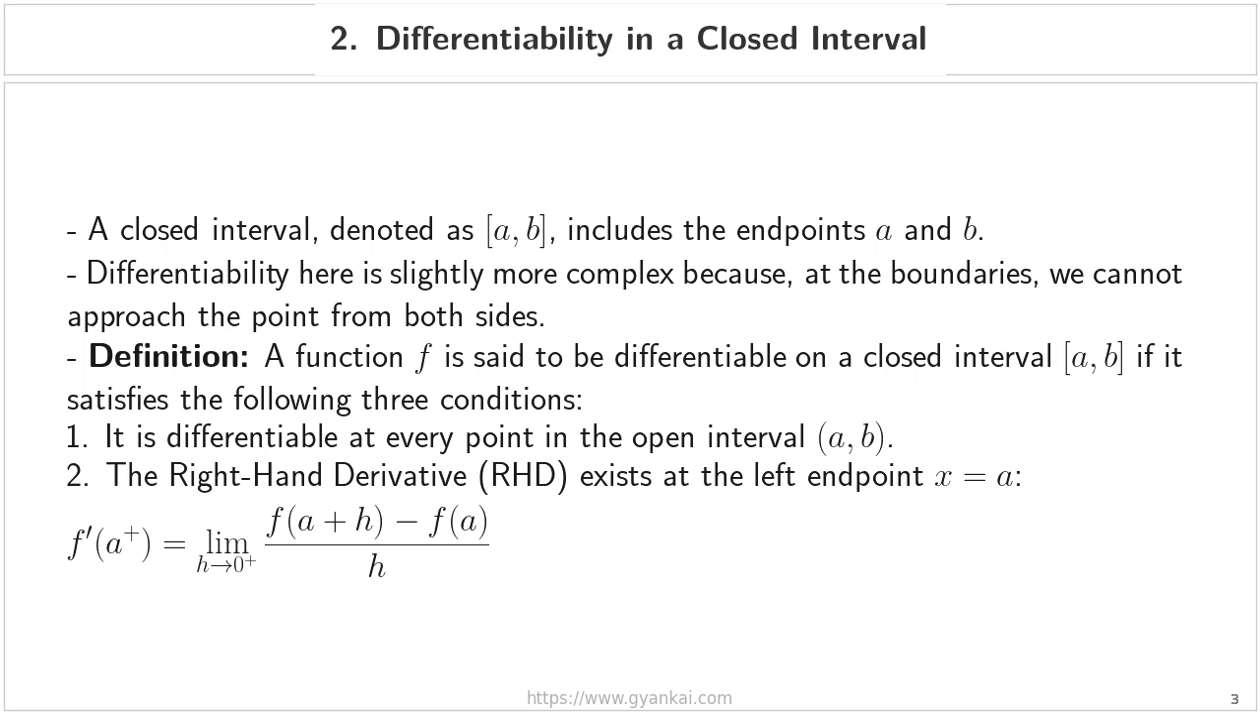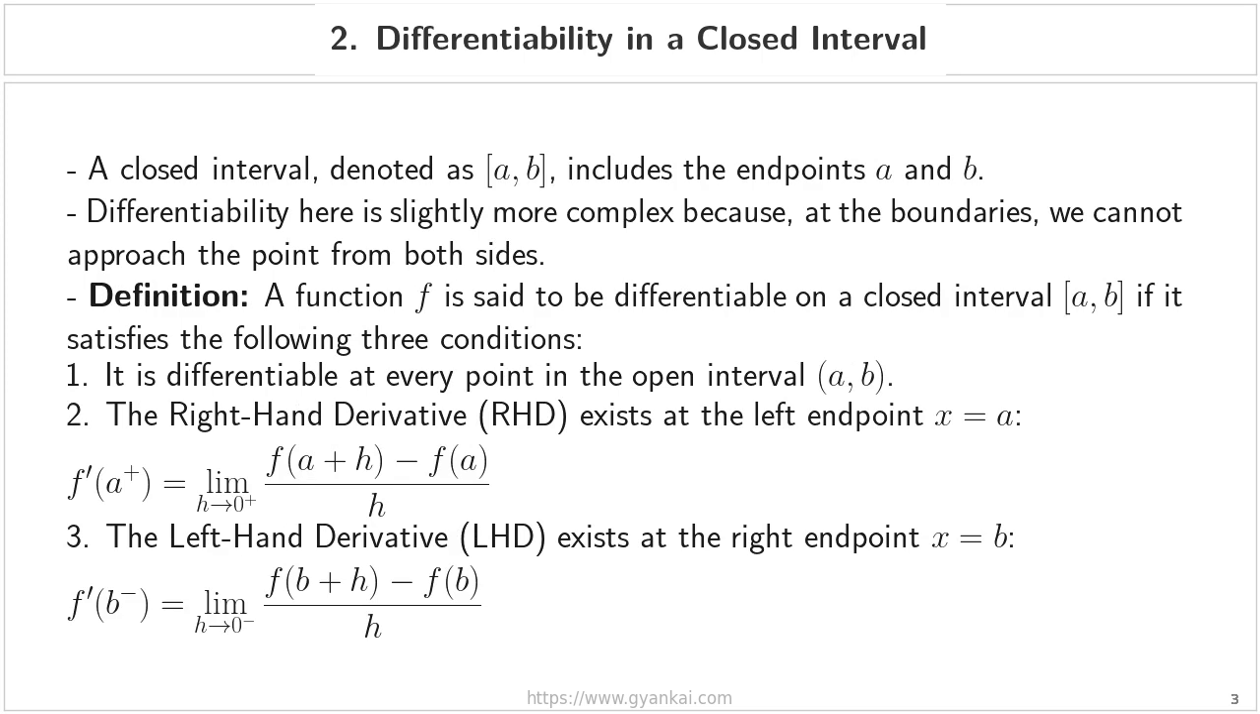Mathematically, the derivative of f at a from the right is defined as the limit as h approaches 0 from the positive side of the expression, f of a plus h minus f of a, all divided by h. Finally, the third condition focuses on the right endpoint, where x equals b. Here, we only require that the left-hand derivative exists. This is defined as the limit as h approaches 0 from the negative side of the expression, f of b plus h minus f of b, all divided by h.